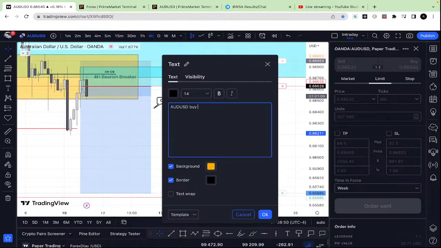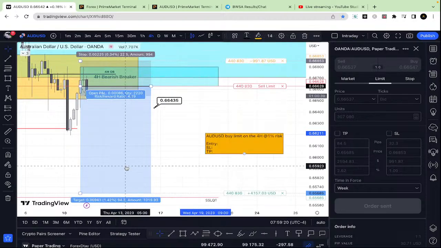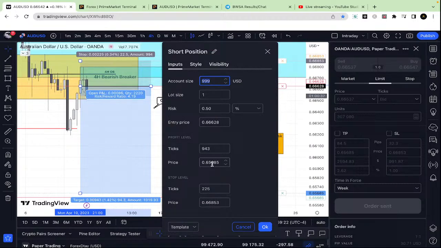AUD/USD buy limit. Give me one moment to type this. So I like to keep my risk below 5% in a week, below 4%. Really, 5% is being very aggressive. 5% is like I took an extra trade that week because I didn't like how the week ended, 5% exposure. So for perspective, 22 pips at 94.